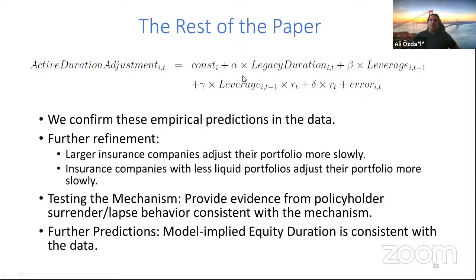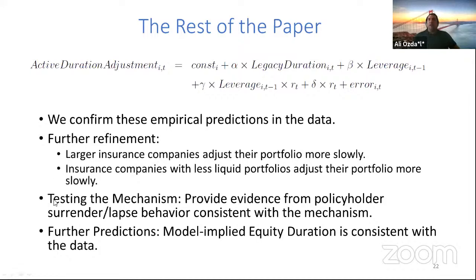Remember, the coefficient of the legacy duration was giving us the speed of adjustment, right? And this number is different for larger insurance companies in a way that suggests that they adjust their portfolio more slowly. Another thing we do is that transaction cost might be another source of the adjustment cost, right? And we found that the insurance companies with less liquid portfolios adjust their portfolio more slowly as well. So this is also consistent with the adjustment cost mechanism.